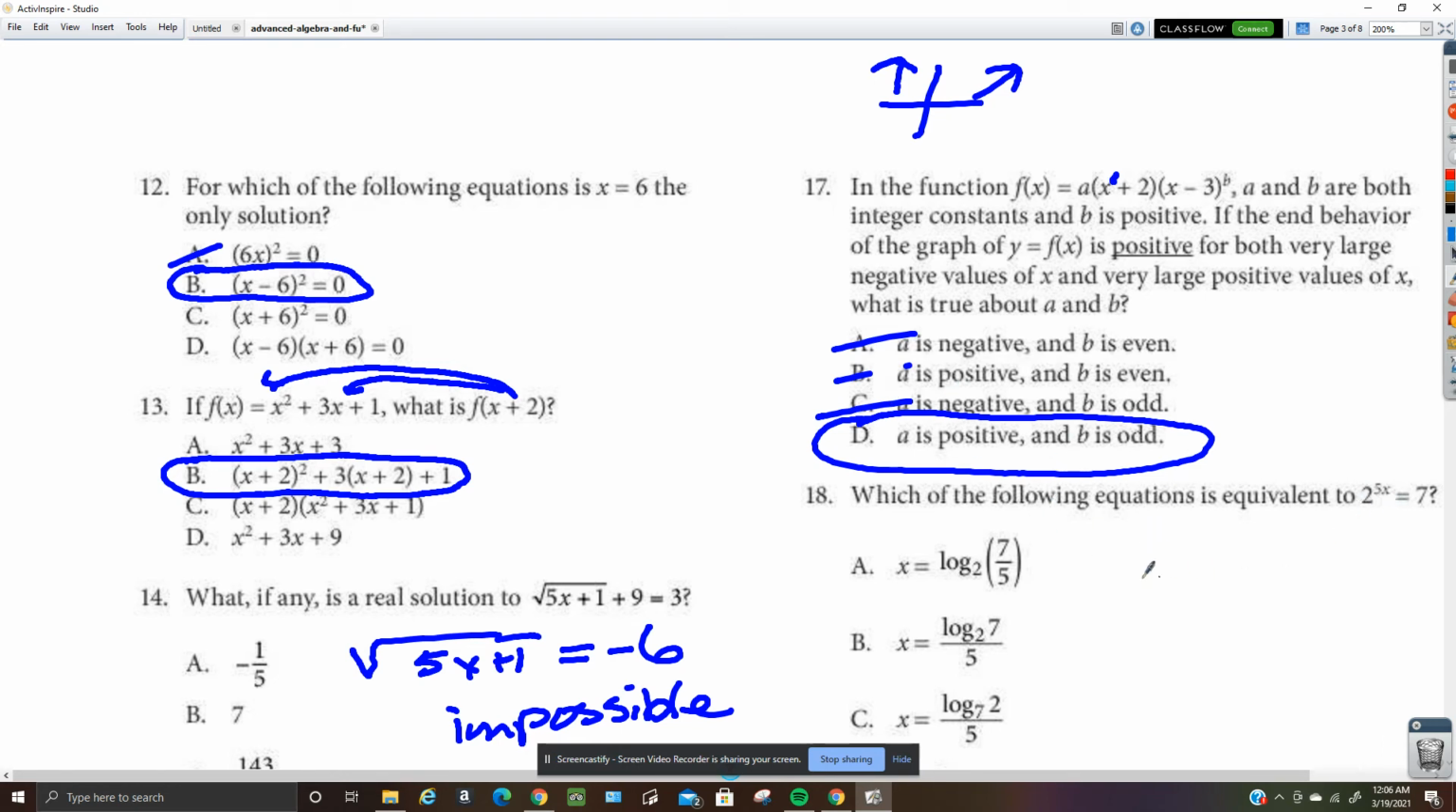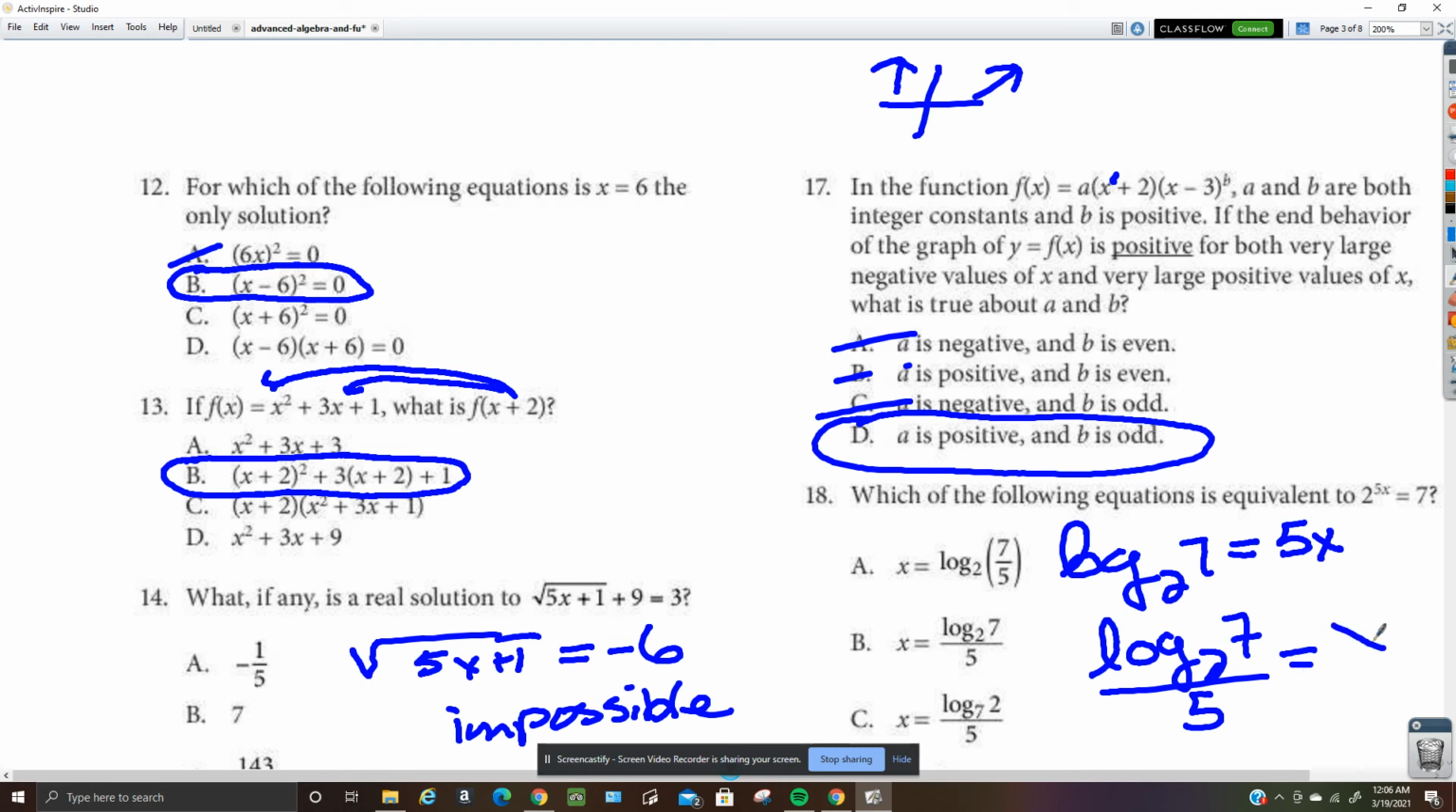And this one, change it to a logarithm. So log base 2 of 7 is equal to 5x. So I'm just converting this exponential to a log. So base, exponent, number, and then you would divide both sides by 5 in order to get x. And that's this one here.